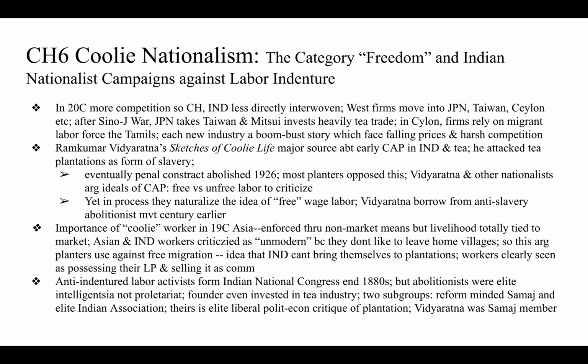Eventually, the penal contracts were abolished in 1926, and of course, most planters were opposed to this, but Vidyaratna and other nationalists argued the ideals of liberal capitalism, of free versus unfree labor, and they used this to criticize the penal contract system. But in the process, they naturalized the idea of free wage labor. And Vidyaratna borrowed much of his arguments from the anti-slavery abolitionist movement a century earlier.